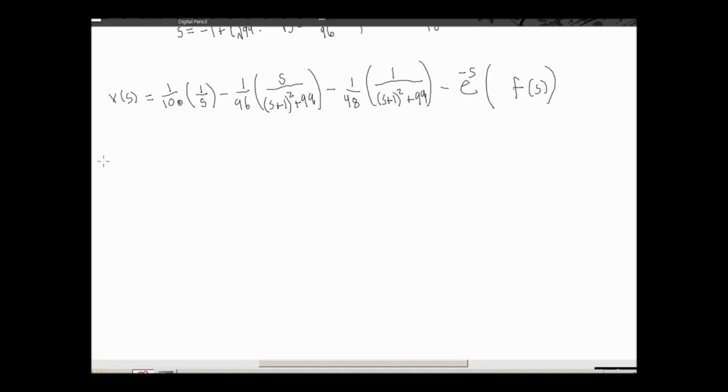So what we do is, in order to add 1 here, we also have to subtract 1. So the way that we do that is as follows.